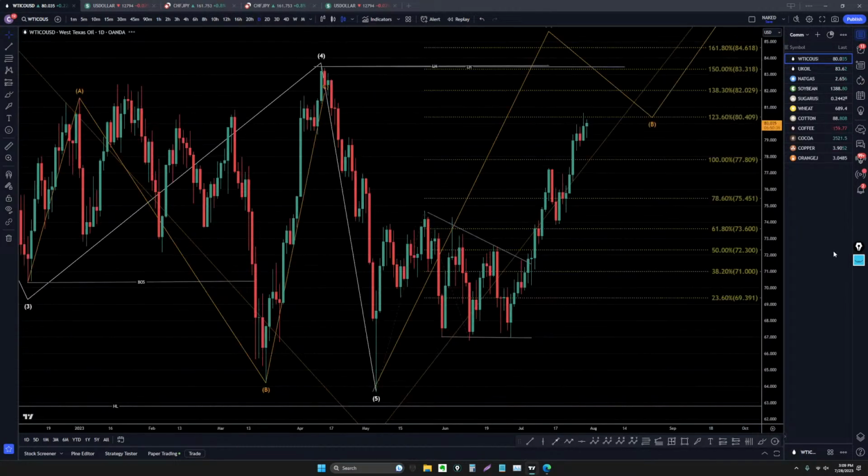What's oil up to? I still think oil is going to go up and make a new high. Well, not a new high, but take out that high. Maybe it's going to pull back a few times first, but I definitely think it's going to go up and take out that high.